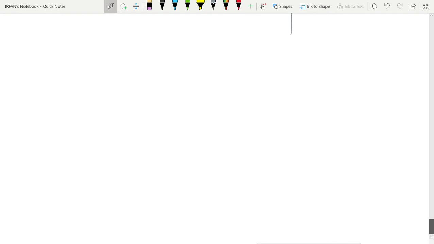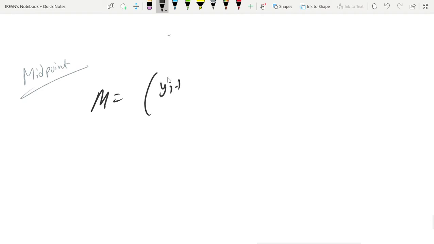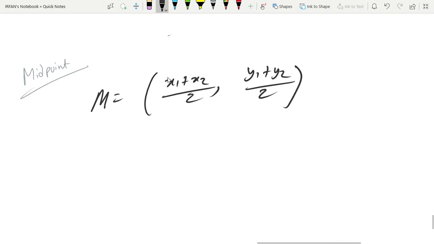Now coming to my other part, the final part is the midpoint. Okay, so how you're going to find the midpoint is, there's a formula. Midpoint equals, you should always write the x-axis first, right? So we can write x1 plus x2 divided by 2, y1 plus y2 divided by 2.